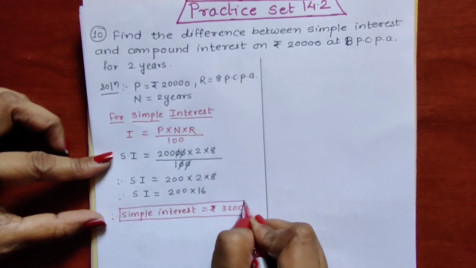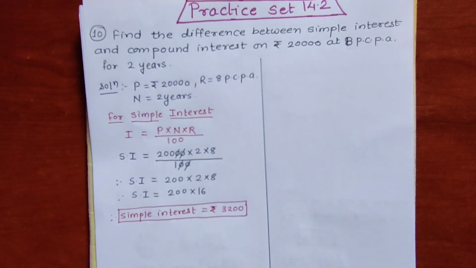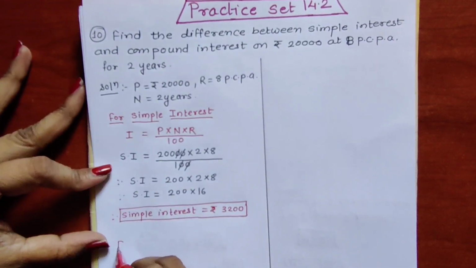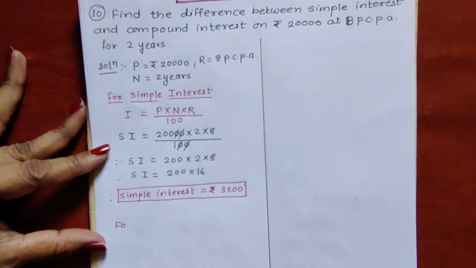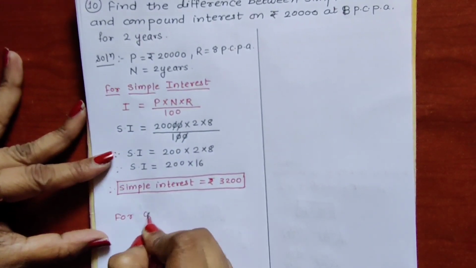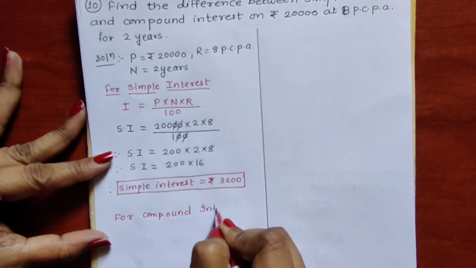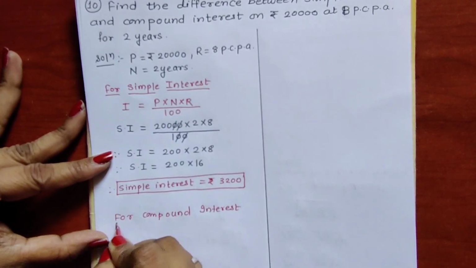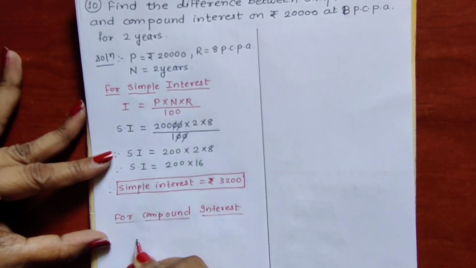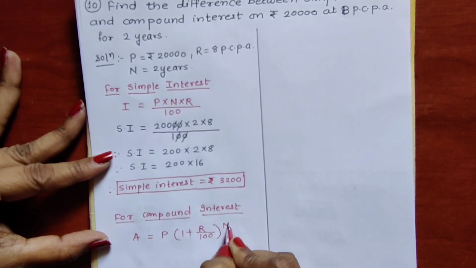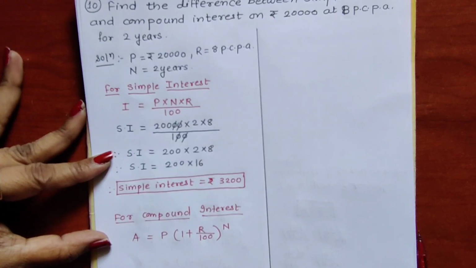Now we have to find out the compound interest. So for compound interest we will be applying the formula of A first. I will be writing here for compound interest. First we have to apply A formula. A is equal to P into 1 plus R upon 100 raised to N. We all know this formula. Then we can find A value.